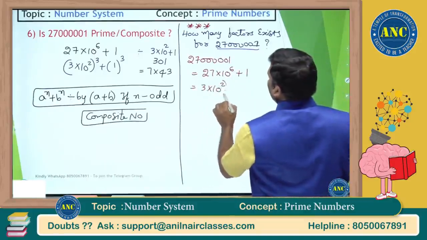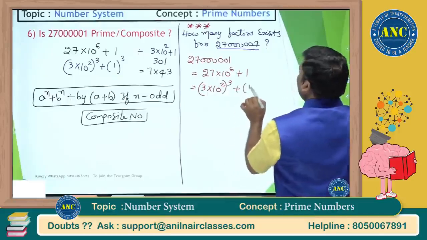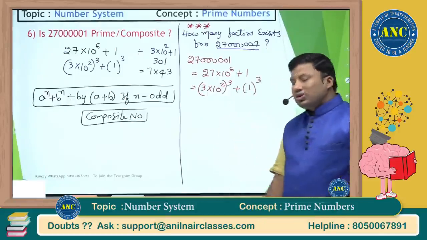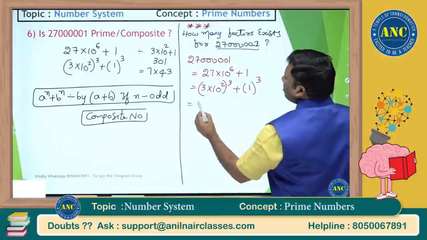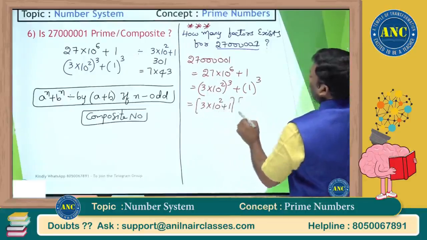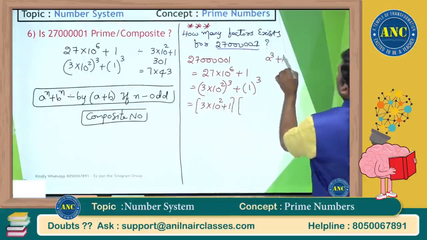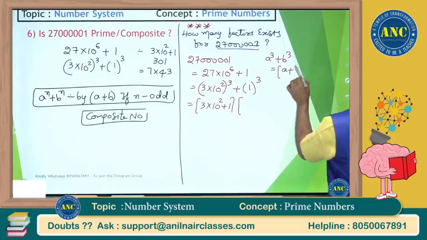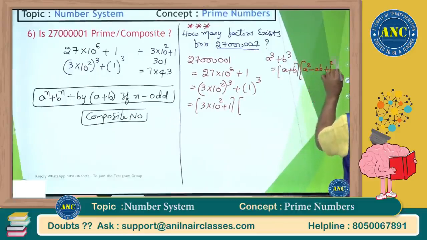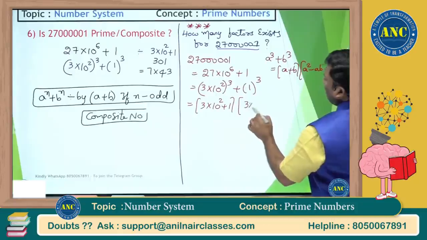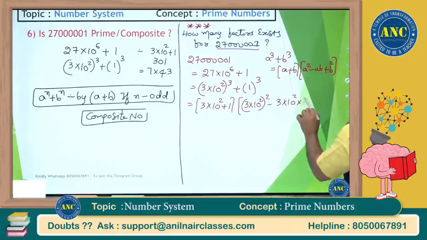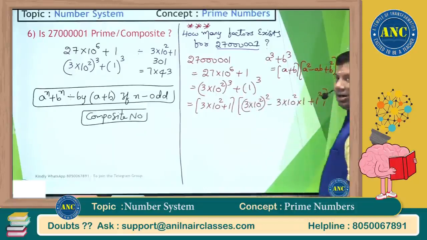This can be written as a cube plus b cube: (3 into 10 square) whole cube plus 1 cube. I hope the idea is clear. A cube plus b cube can be written as (a plus b) into (a square minus ab plus b square). This is a square, minus ab, plus b square. I hope it is clear till here.